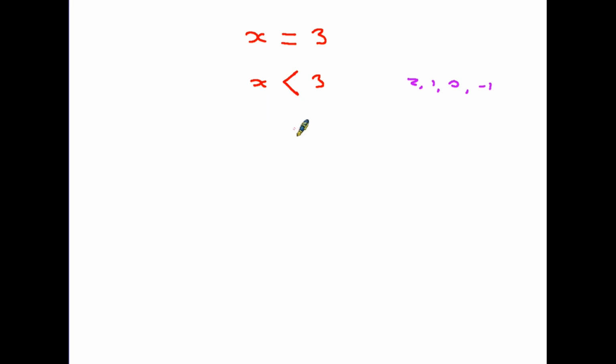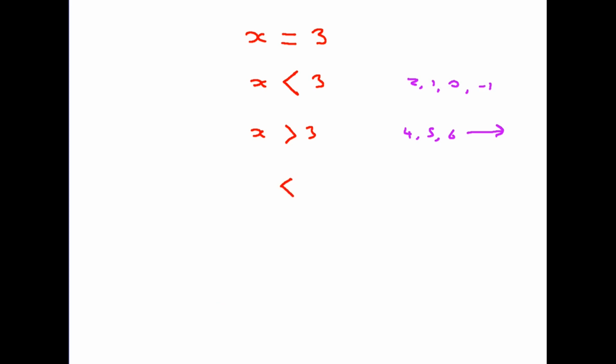We also have just the reverse. So this would be drawn like this, and that one is x is greater than 3. So again, the possible values of x could be 4, or 5, or 6, or 7, or any number that is greater than 3. Then there are 2 more.